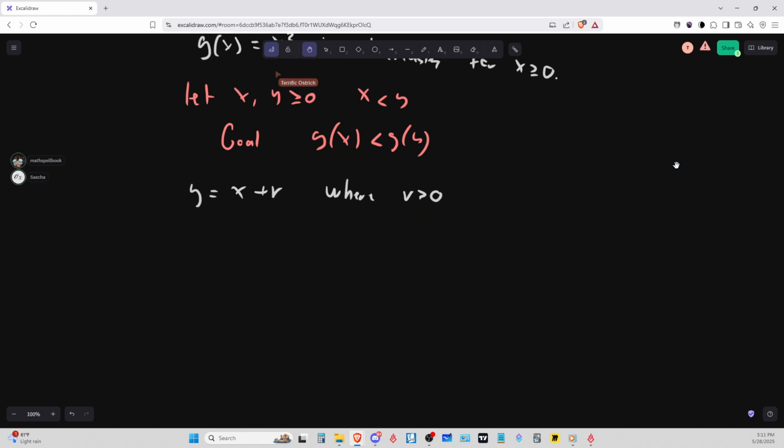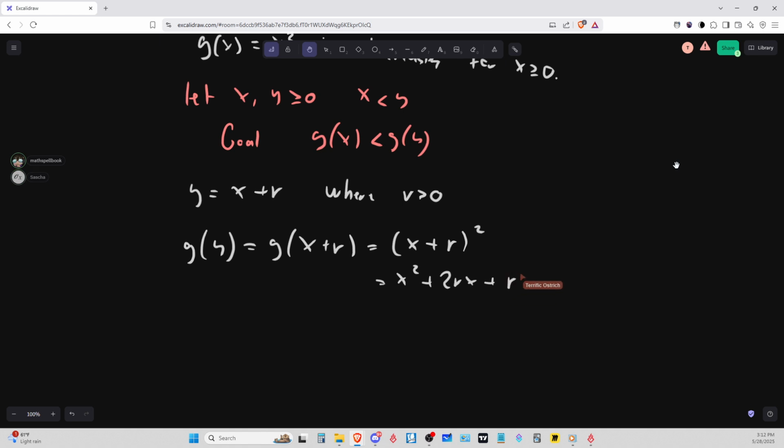And now let's just play with the algebra. So let's evaluate g of y. g of y is, first of all, g of x plus r. But g itself is just squaring the thing, so we end up with something like that. And now we can just expand this product. We're going to take x squared plus 2r times x plus r squared, right?